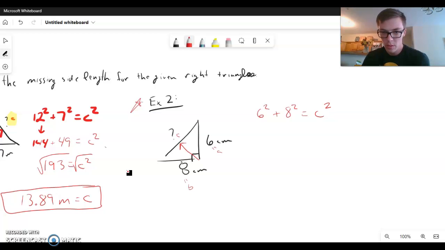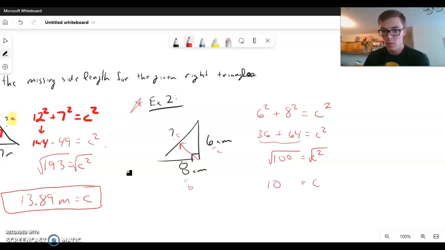So now we just have to solve this. 6 squared is 36, plus 8 squared is 64, and that equals c squared, which we can just bring down. So 36 plus 64 is 100, and then 100 equals c squared. Now you have to get c by itself, so take the square root of both sides. Then you get c equals 10.